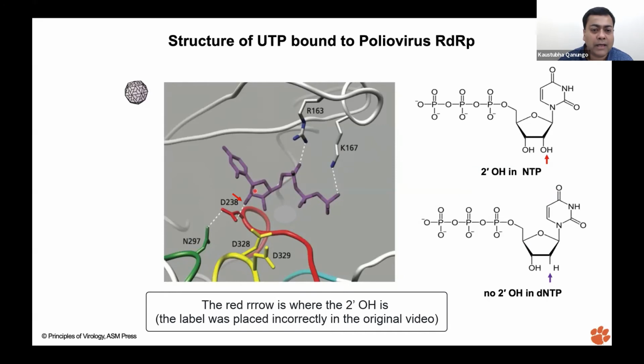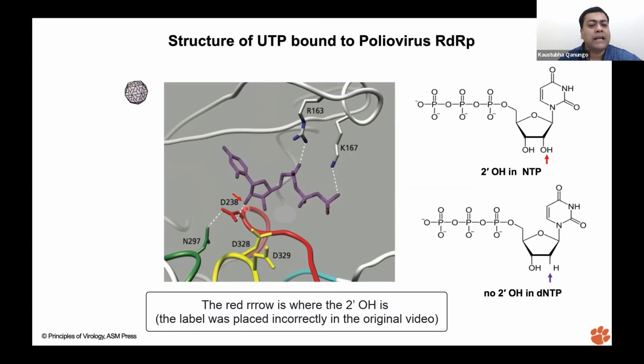So what you are seeing is that the 2'-hydroxyl end right here can form a hydrogen bond with the aspartic acid at the 238 position. What happens is that if you have a dNTP with just an H, without that oxygen, this hydrogen bonding will not be able to form. This subtle difference of just one oxygen right here completely changes the specificity, and that's the reason it's very specific.